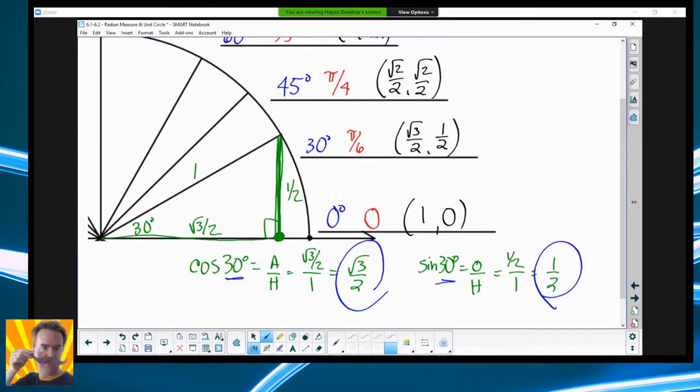Oh, yeah. Take a look at this. This is crazy. Hey, check that out. 30 degrees. The x value is root 3 over 2. The y value is 1/2. Otherwise known as, hey, look, this is cosine of 30 degrees, sine of 30 degrees. Does that work for every angle? Let's take a look.